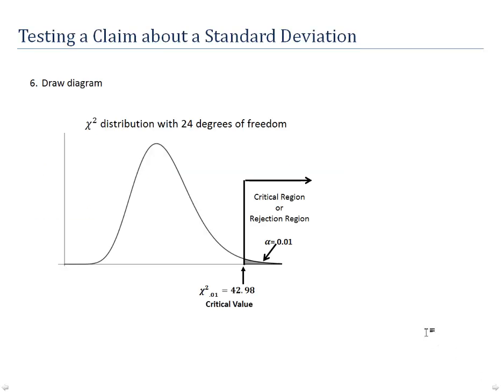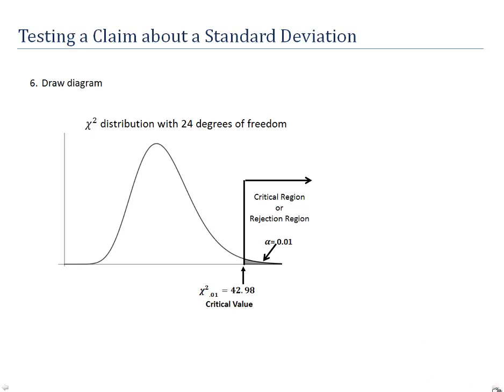So to put that in our graph, we would show a right tail test. The critical or rejection region always starts at the critical value. And the critical value here is 42.98. And the total area in the critical or rejection region is always equal to the significance level, or alpha, in this case 0.01. So that's our setup. That's what it looks like.